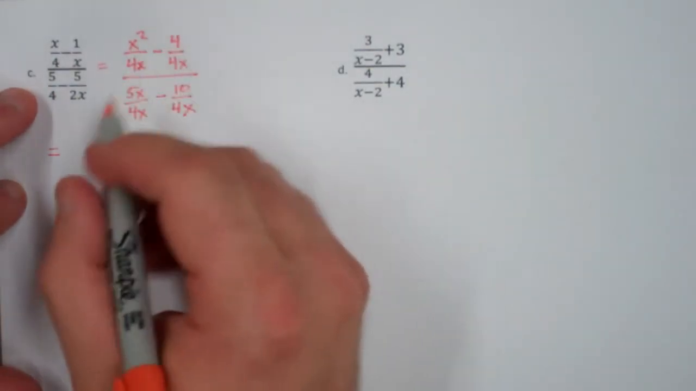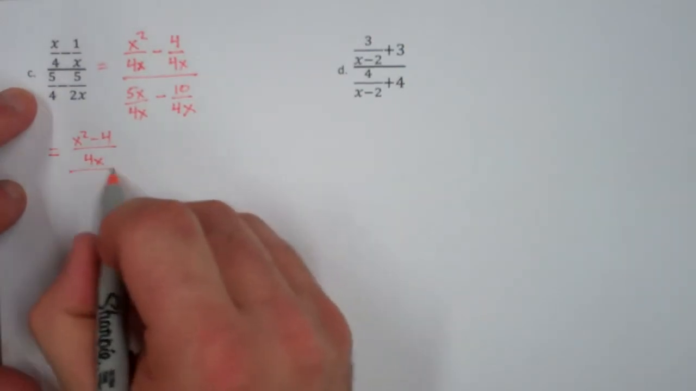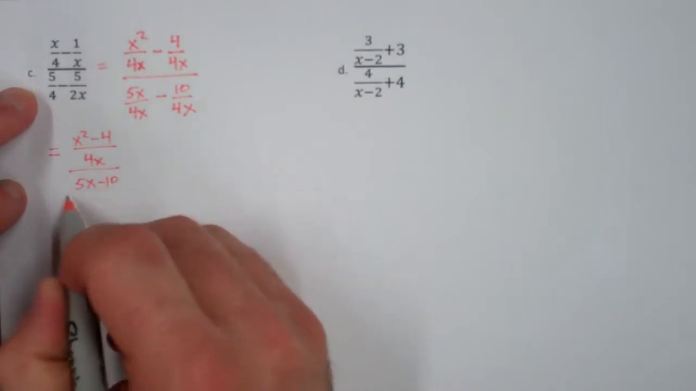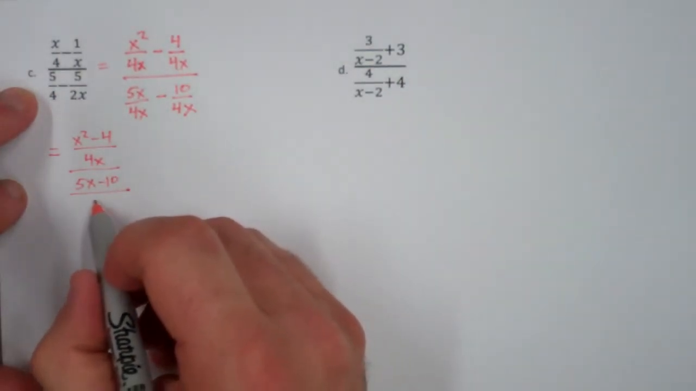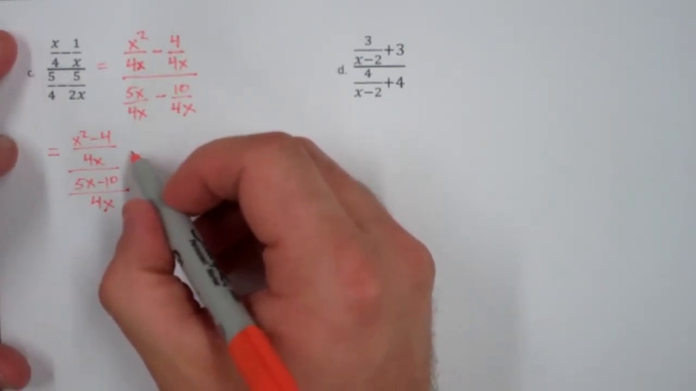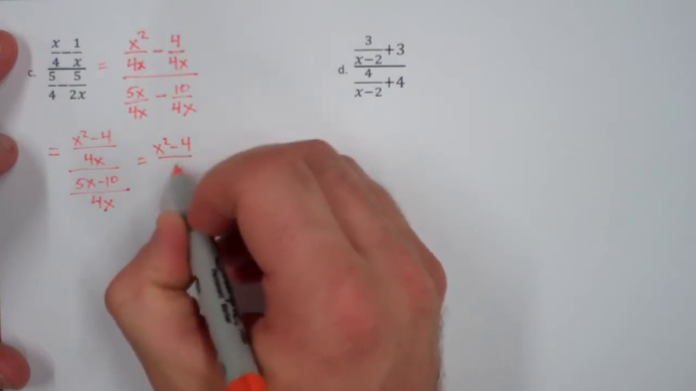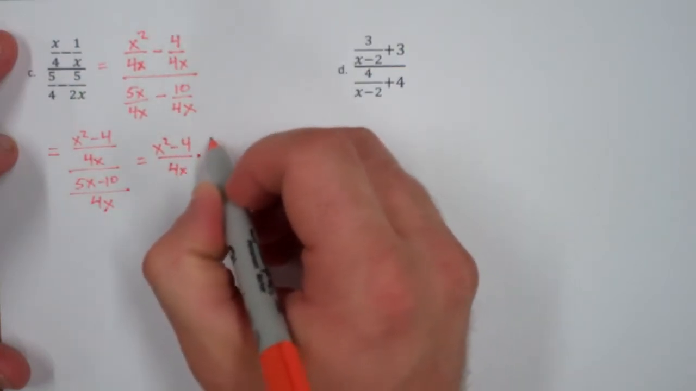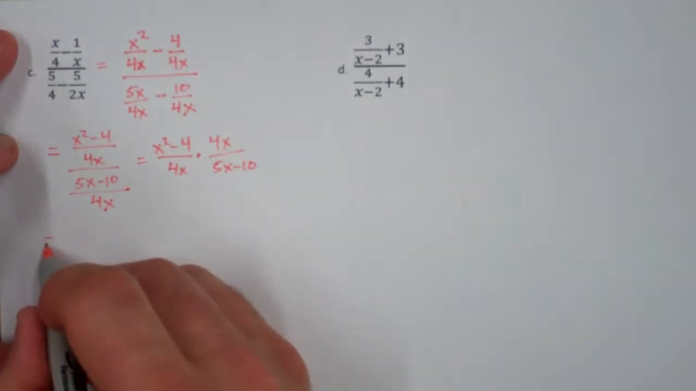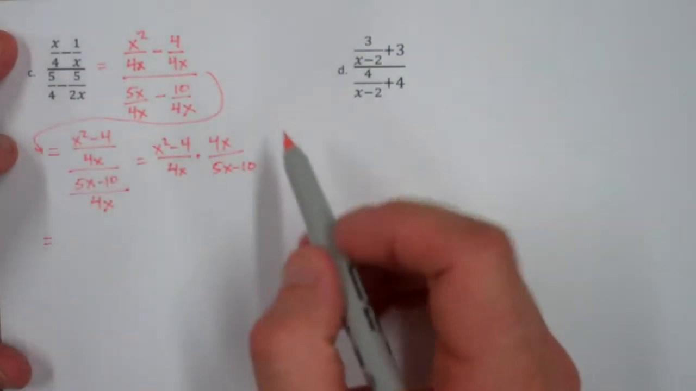So now we have (x squared minus 4) over 4x, all over (5x minus 10) over 4x. So we'll multiply by the reciprocal: (x squared minus 4) over 4x times 4x over (5x minus 10). Continue that down here. So we'll draw some lines for you.